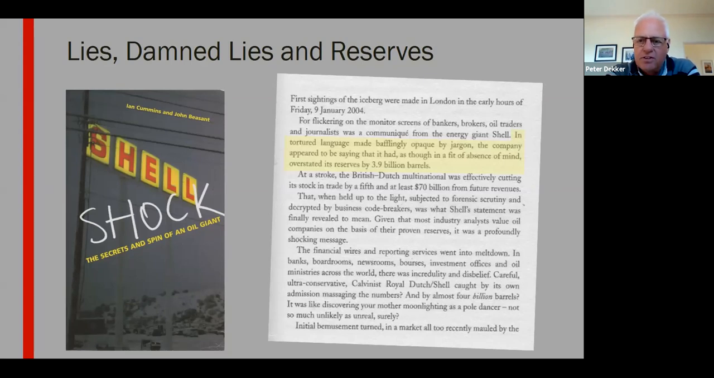So that was in January 2004, and suddenly Shell informed the industry and all the shareholders that, sorry guys, we overstated our reserves by more than 4 billion barrels. Given that most industry analysts value oil companies on the basis of their proven reserves, and I will explain later what proven reserves are, it was a profoundly shocking message. So in your proven reserves, you suddenly reduce it by 4 billion barrels. And at the time, I think the barrel was something like $50, $60 a barrel. So you can see what the company had overstated and had to reduce on their value. That's enormous.